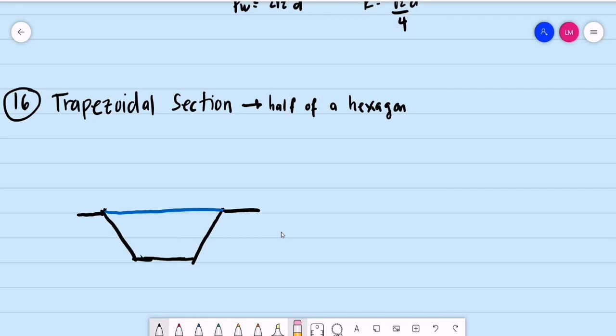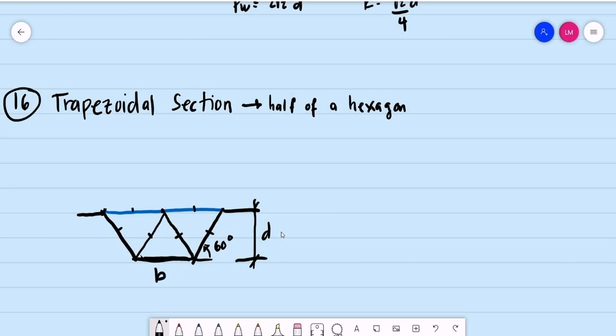Then again, we are starting with the depth. Let's say this is the depth d. So automatically the inclination of this side will be 60 degrees. One advantage for the most efficient trapezoidal section, if we are to divide the area into triangles, the resulting triangles will be equilateral triangles.